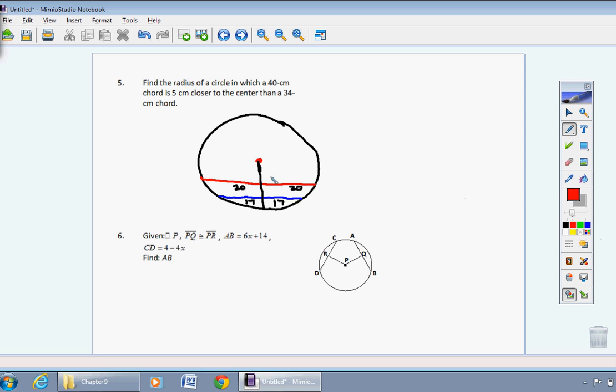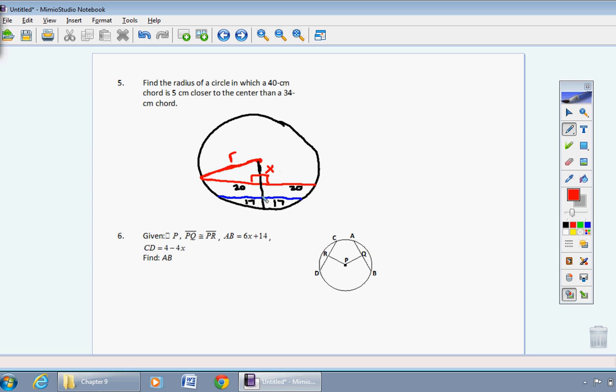So now what does it want us to find? It wants us to find the radius. So I'm going to go ahead and draw in our radius here. Notice I'm drawing it so I can get a right angle, because since I drew the perpendicular chords, I have perpendicular right angles there. So I'm going to call that R. Now there's one piece of information we haven't used yet. It says the 40 centimeter chord is 5 centimeters closer to the center than the 34 centimeter chord. So that means that if this chord is 5 centimeters closer to the center, we don't know the length of this chord, so we'll call it X.